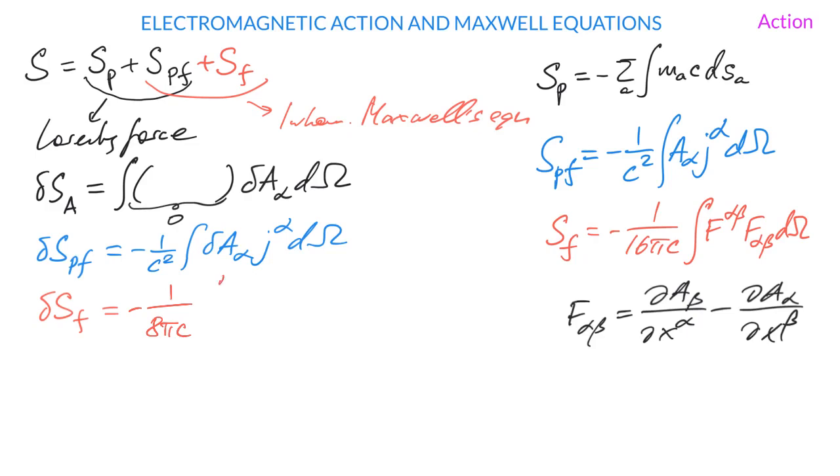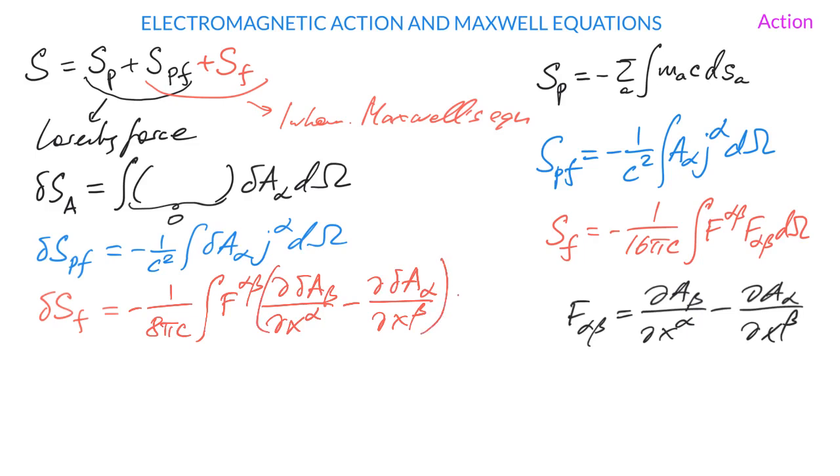And then here I have the integral of f alpha beta, and then you vary a in the second factor. So it's d delta A beta dx alpha minus d delta A alpha dx beta, and all of that is integrated over d omega. Now let's look at these two terms. They are in fact identical.